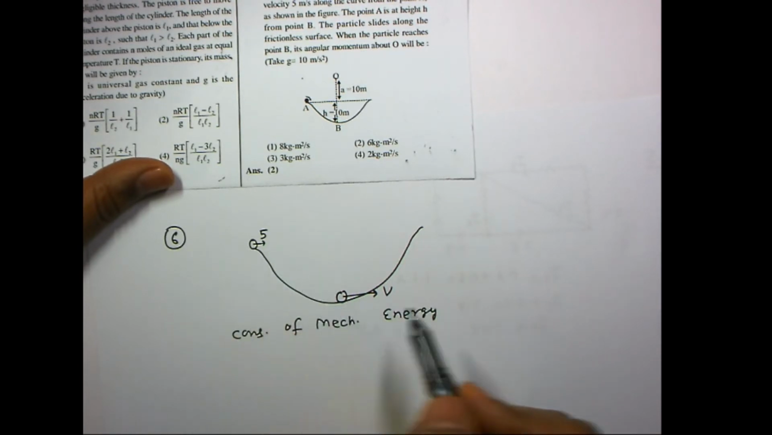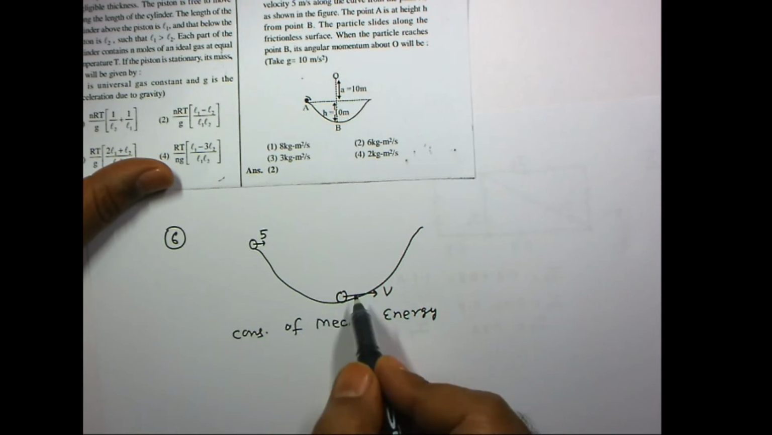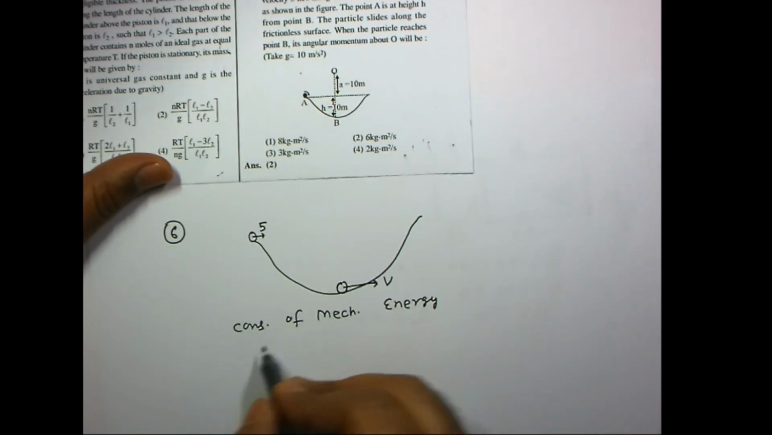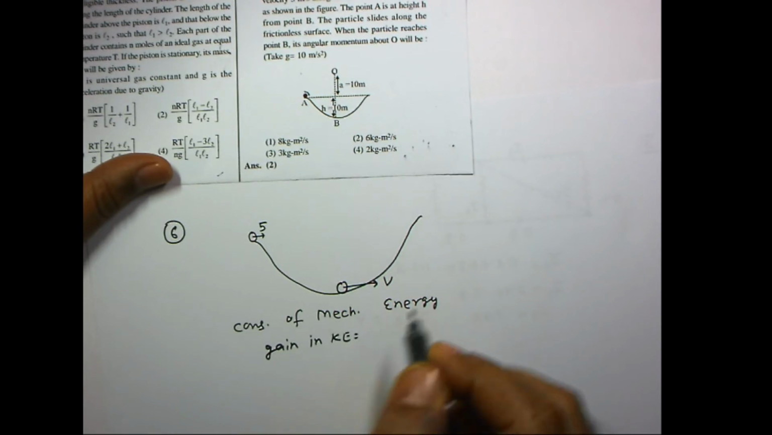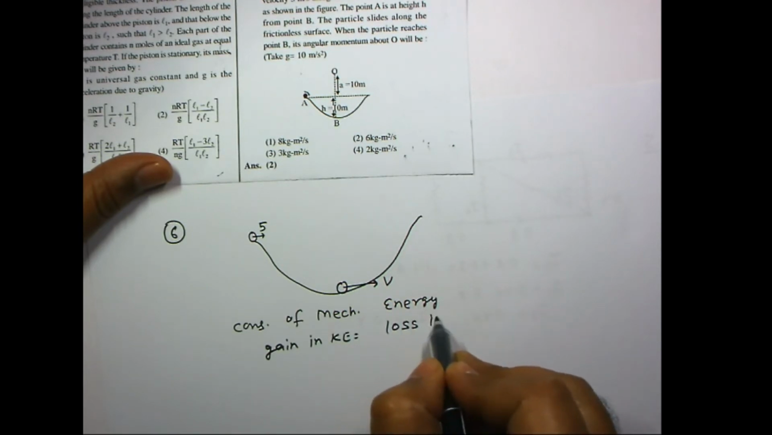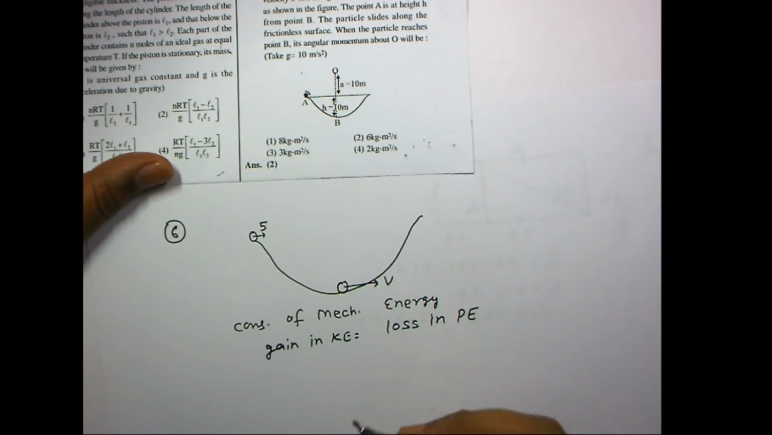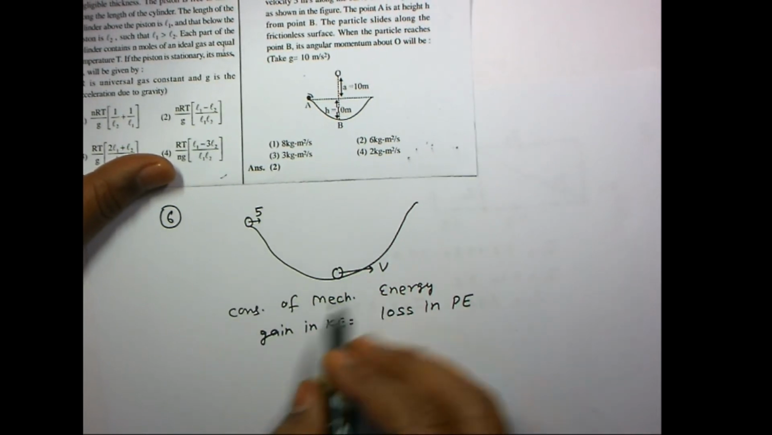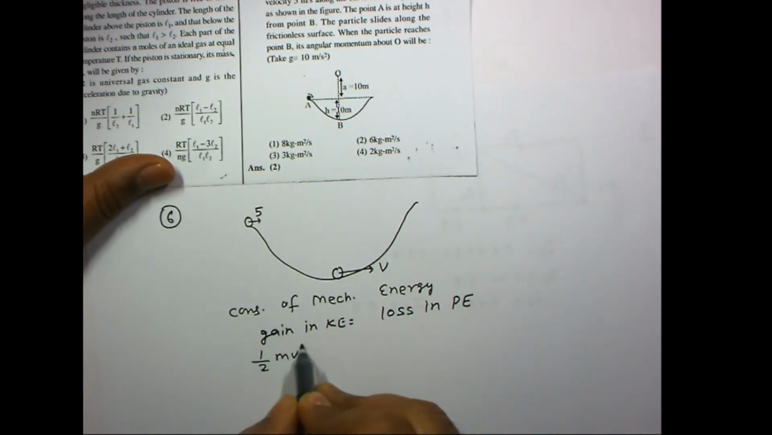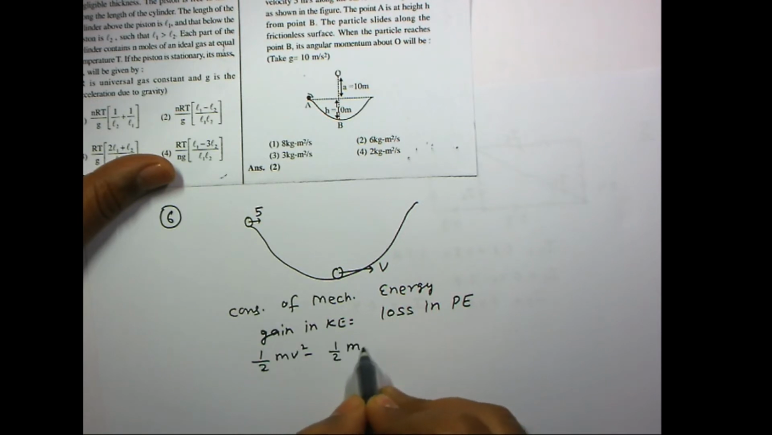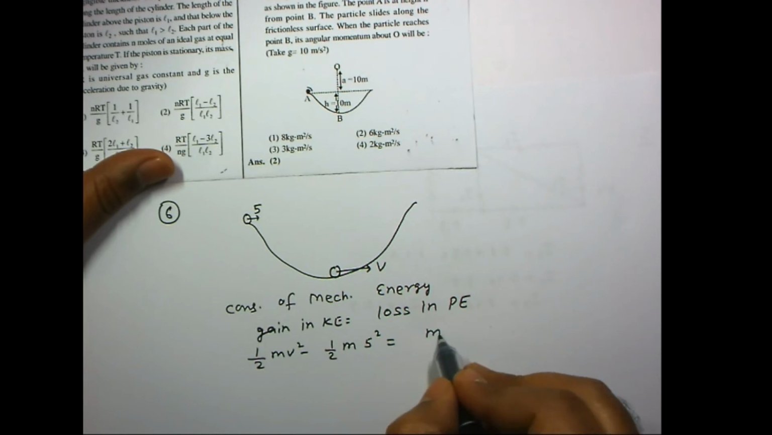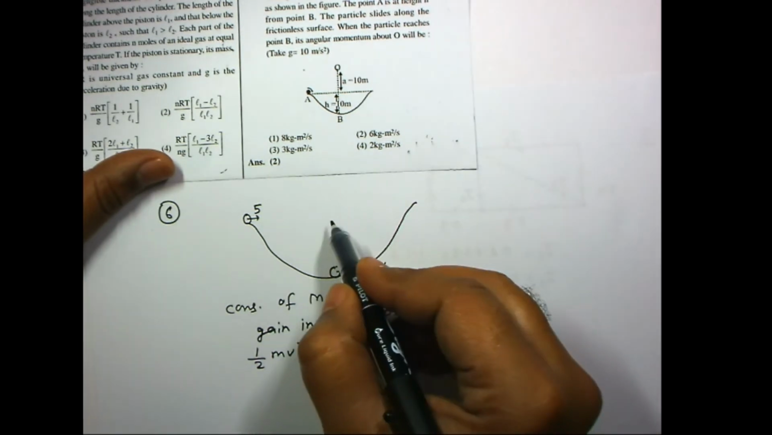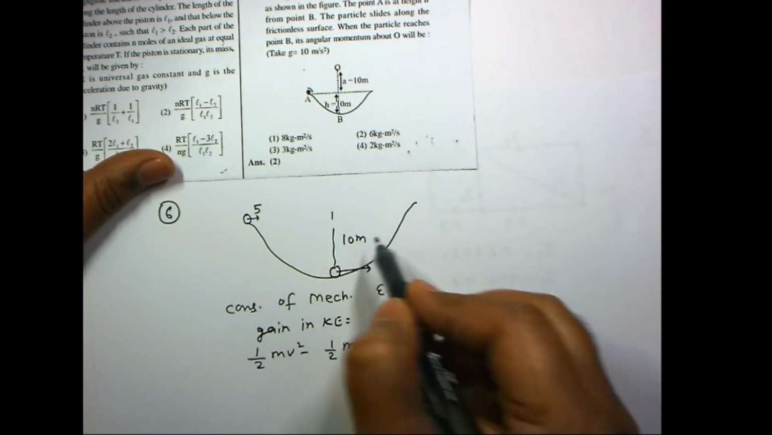नीचे आने में ग्रेविटेशनल पोटेंशियल एनर्जी का लॉस होगा और काइनेटिक एनर्जी में गेन आएगा. So it will be gain in kinetic energy is equal to loss in gravitational potential energy. Gain in kinetic energy is half mv squared minus half m into initial 5 squared. Loss in potential energy will be mg into change in height, and this height is 10 meter.